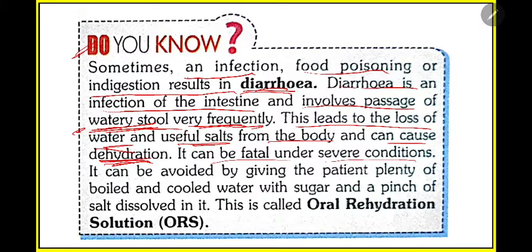It can be avoided by giving the patient plenty of boiled and cooled water with sugar and a pinch of salt dissolved in it. Whenever people are facing diarrhea, they drink boiled and cooled water with sugar and salt, or they go to the shop and buy ORS, mix it with water and drink it. So whenever you face diarrhea, remember this is just an infection of your stomach. You need to drink ORS or water mixed with salt and sugar.